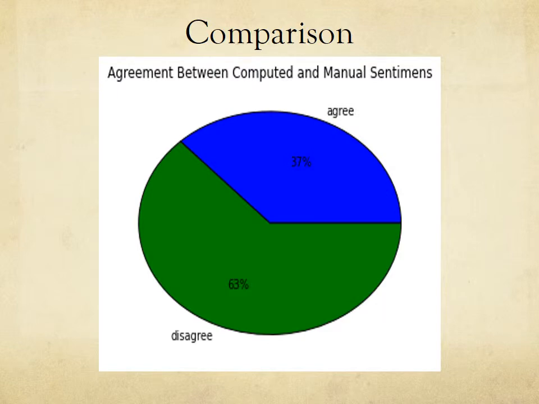I also created a pie chart for the zip function results comparing the manual and computed sentiment analyses. There was only a 37% agreement between my and the algorithm sentiment analysis. We agreed only a little over a third of the time, which is pretty bad.